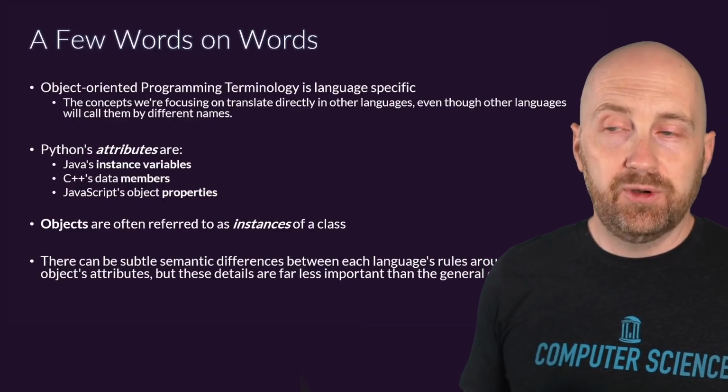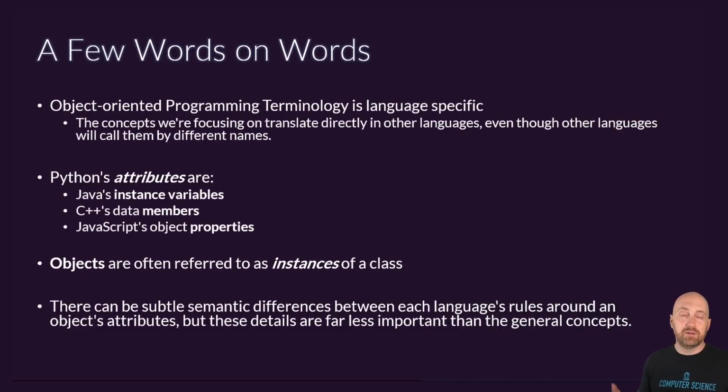The terminology that programming languages tend to use is language specific. So in Python, we use the word attribute to describe a bundled variable that's a part of an object, right? And when we define our attributes in our class, we're defining, when we have an object, what are the attributes that will be associated with it. Well, Python's attributes have different names in different programming languages. In Java, you would call these instance variables. In C++, you would call these data members. In JavaScript, properties. They all mean effectively the same thing, but the underlying semantics can be a little bit different language to language.